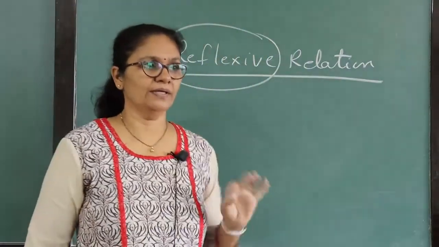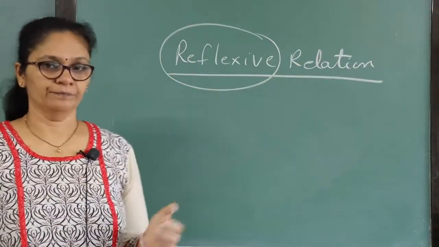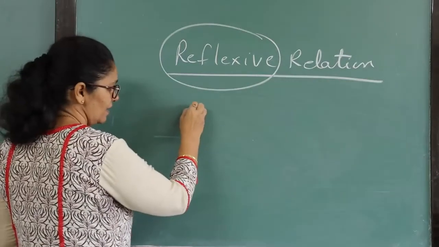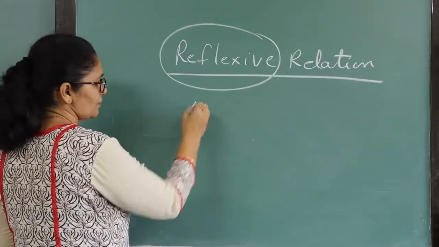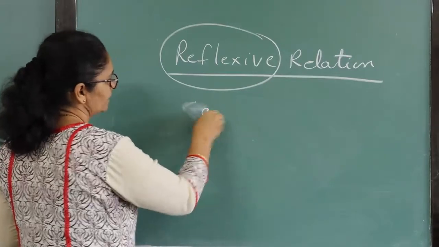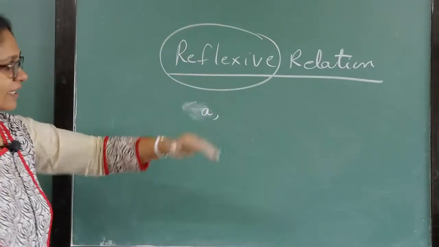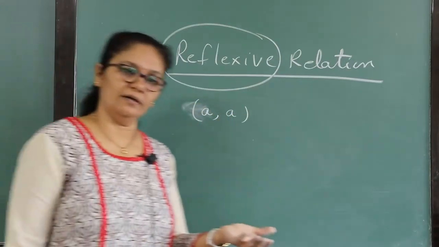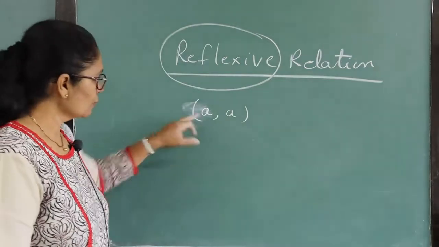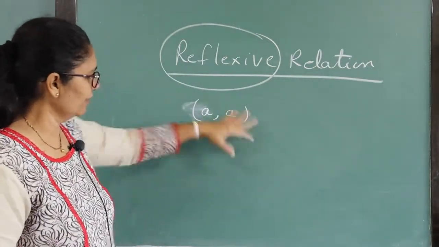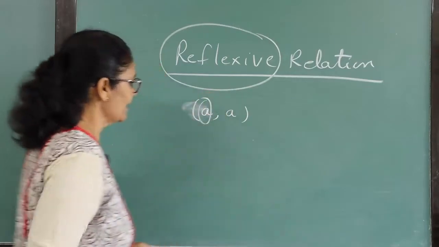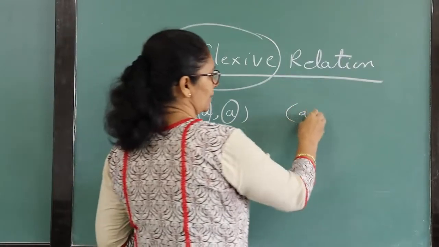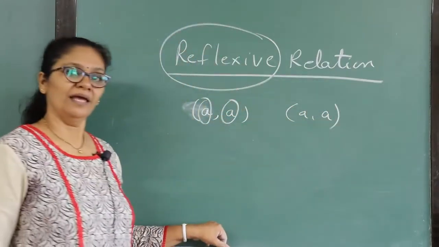I give you one simple example. Suppose we look in a mirror. What do we see? Our face only. Suppose we denote a person by small a. Then it is our relation with ourselves only. Why? Because when we look in a mirror, we get our image only. So the relation of the person with itself. Suppose my name is A, my mirror image is also A. So this relation can be written as A comma A.